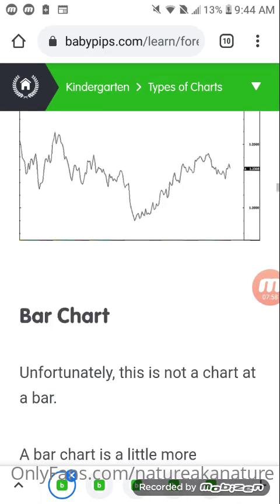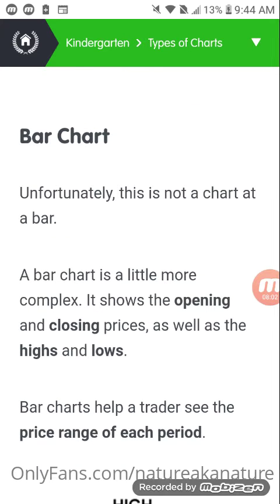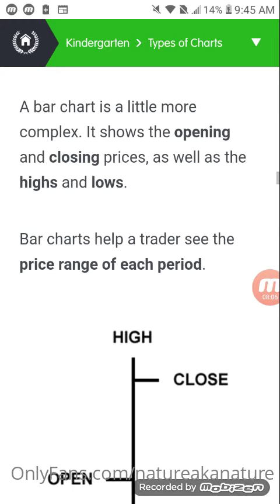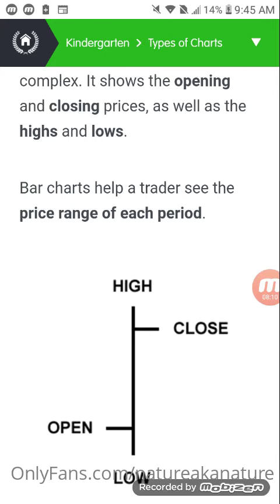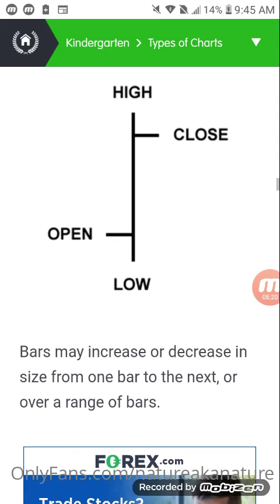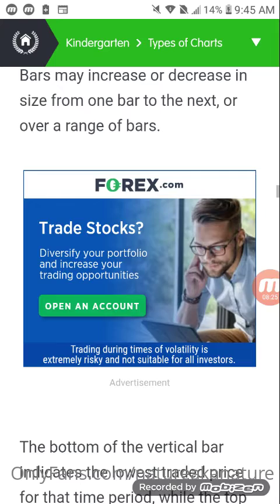The next chart that you can use is a bar chart. Okay, so a bar chart, unfortunately, is not a chart of bars, but a bar chart is a little more complex. It shows the opening and the closing price, as well as the high and the low. Bar charts help a trader see the price range of each period. Bars may increase or decrease in size from one bar to the next or over a range of bars. So this is what a bar chart looks like.